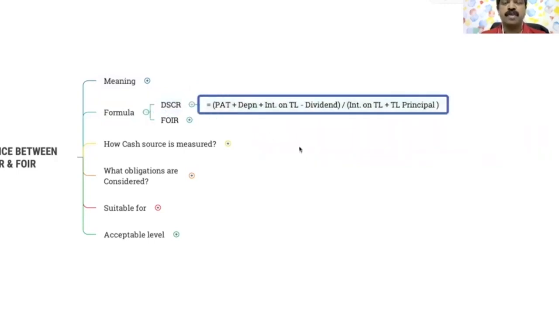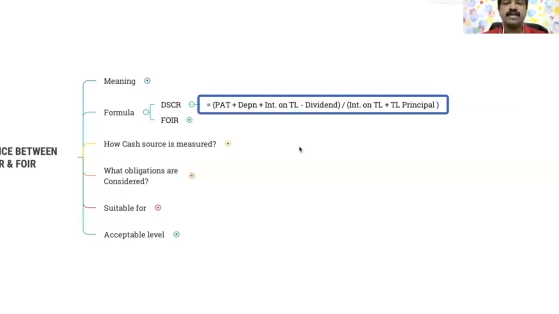DSCR ratio, the formula, numerator is cash accruals and denominator is obligation. How this cash accruals is calculated? It is calculated as profit after tax. Then it is added back by depreciation because it is a non-cash item. Then it is added back by interest on term loan, because we want to know what is the cash profit before paying interest. So for that reason, we add back interest on term loan. This goes to the numerator. Whereas in the denominator, it will be interest on term loan plus principal commitment.